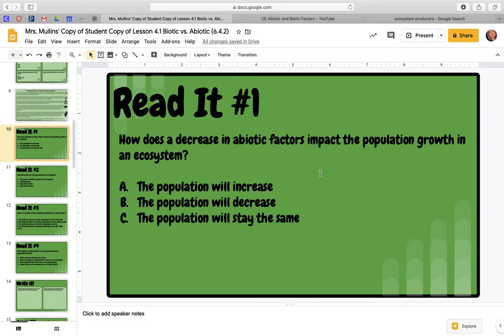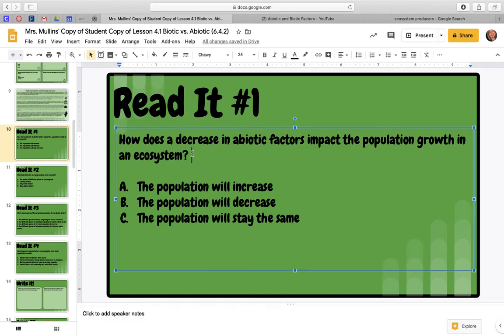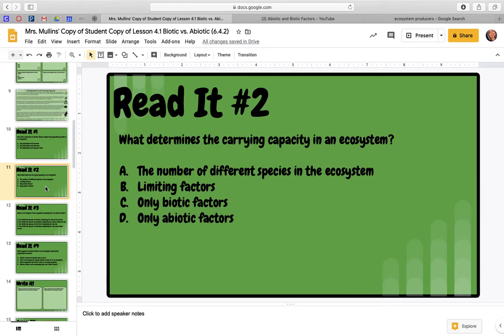So even now as humans, we're probably seeing this now, right? If we are running out of food and water, then what's going to happen with the population of an ecosystem? It's going to decrease. So if we ran out of food and we didn't have any food at all, then we couldn't survive, right? So our population would start to decrease.